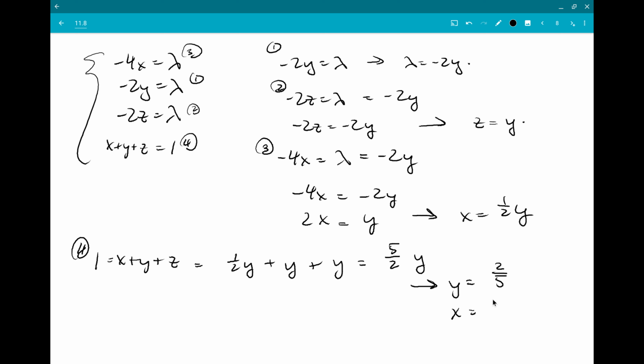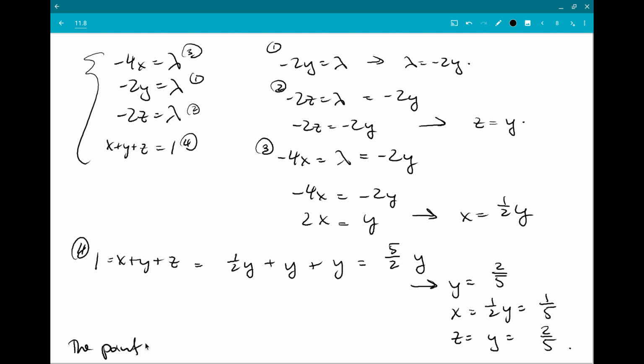That means x is equal to 1/2 y, which is 1/5, and z is equal to y, which is 2/5. So the only point that satisfies the system of 4 equations is going to be 1/5, 2/5, 2/5.